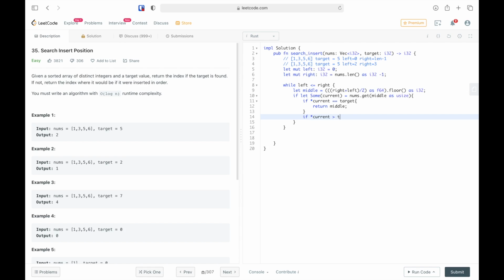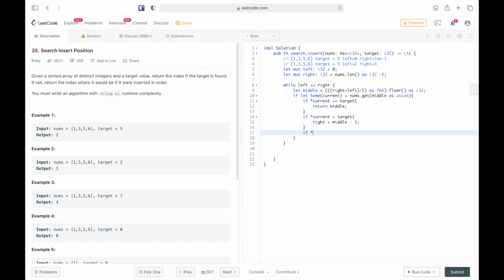Now we're going to say, if current is greater than target, what does that mean? If the current is greater than target, then that means it will be in the left-hand side. So we need to move our right down. So right will be equal to middle subtracted by 1, because it will be to the left of middle. So right will be middle subtract 1.